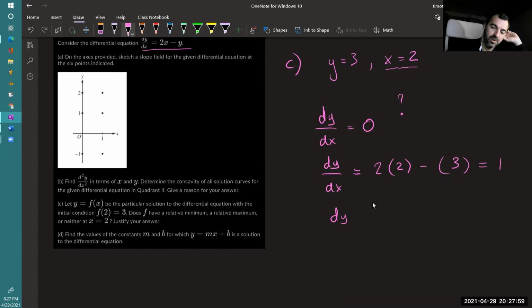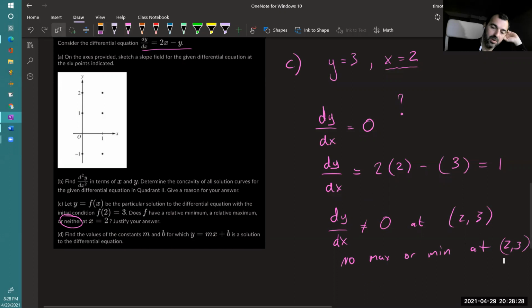Aha. So dy/dx is not equal to 0 at the point (2, 3). Therefore, there is no max or min at that point. Or you can even just write (2, 3). Pretty cool. So there's my justification. Remember, you have to justify. So my justification is what I've written here.